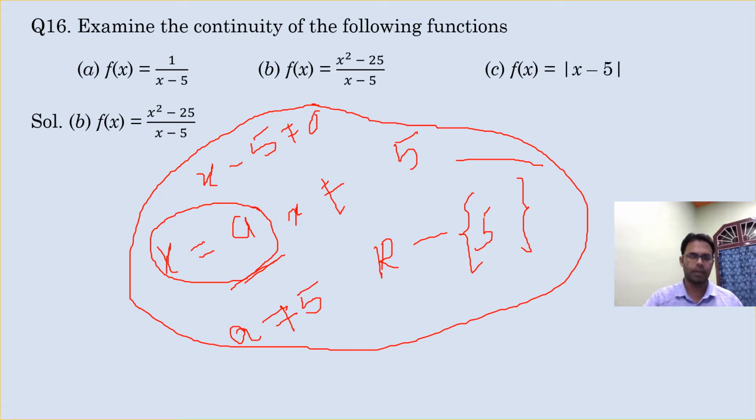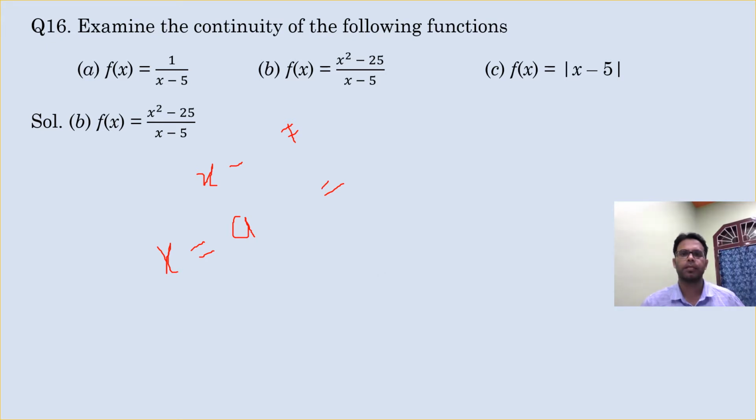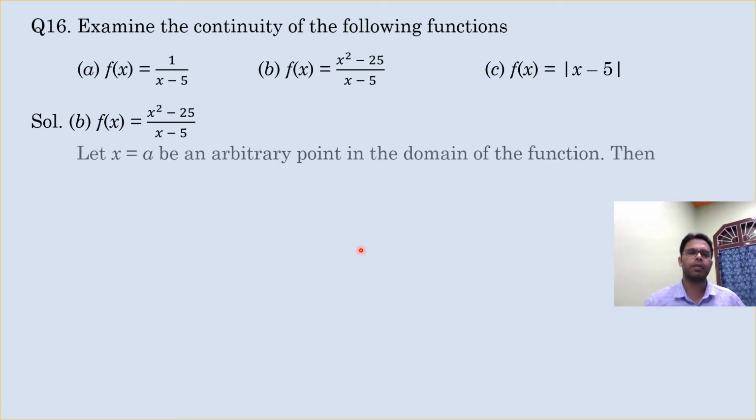First of all, I am erasing this. Just a minute. Okay, so we take x = a to be an arbitrary point in the domain of the function. Domain means a is not 5.